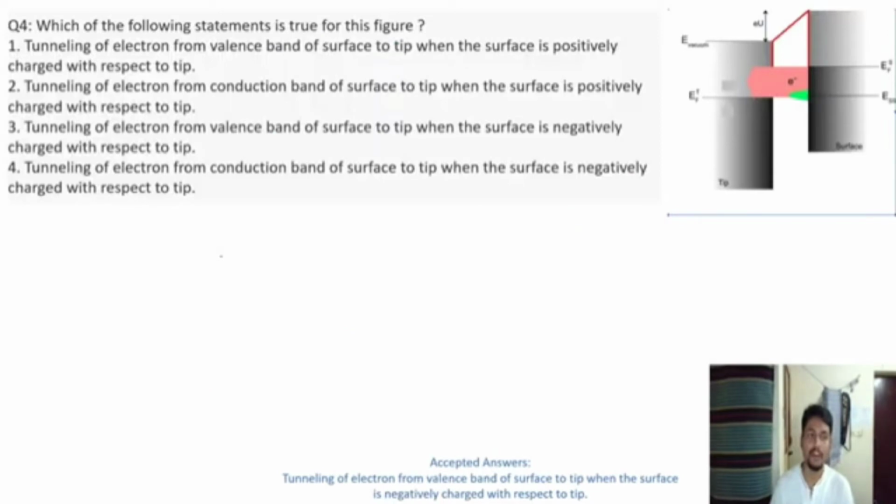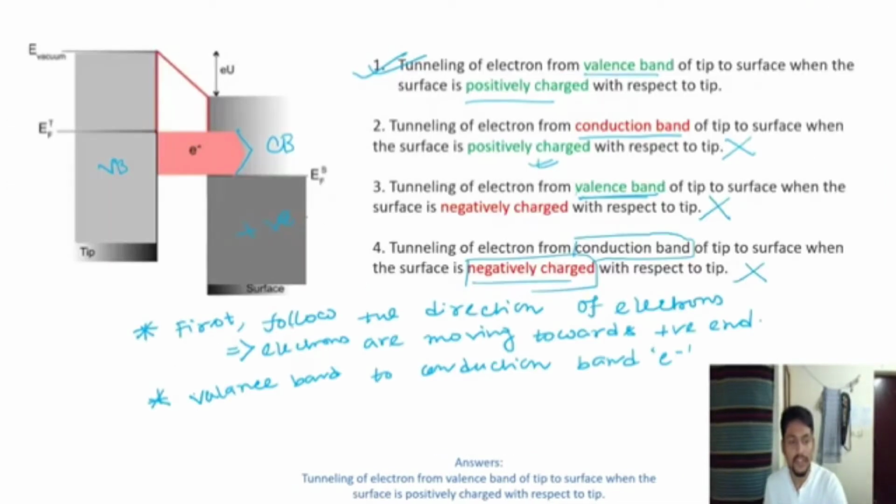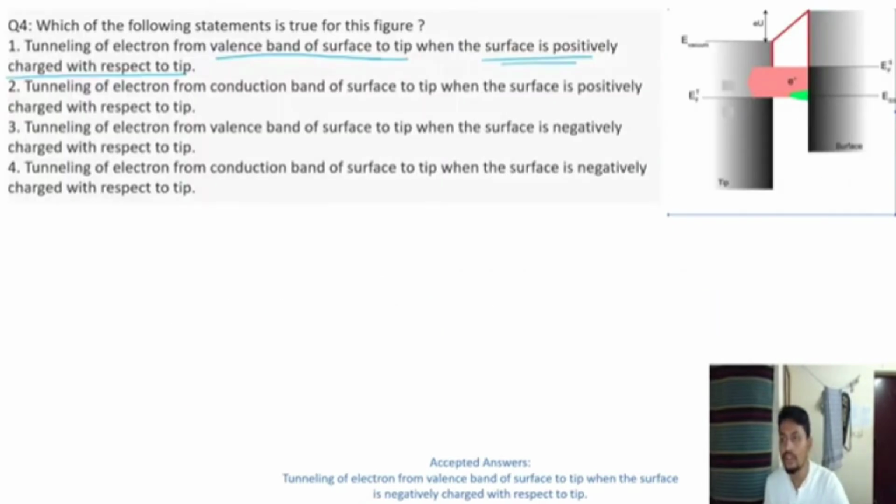So again, a similar kind of question is there. I'll just read out: which of the following statements is true for this figure? Tunneling of electron from valence band of surface to tip when the surface is positively charged with respect to tip. We will not read out the options, we can directly do this. What is the first step? I need to follow the direction of electrons. What is the direction of electrons? This is the direction, that means this is going to be positively charged, right? That means the surface is going to be negatively charged.